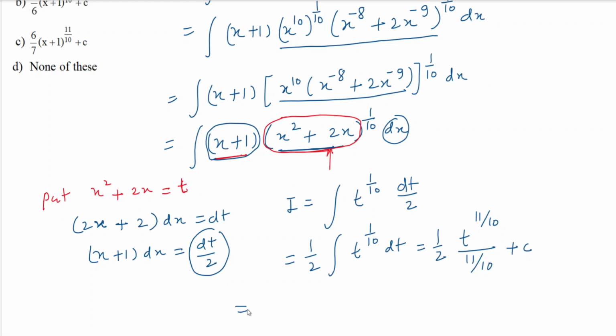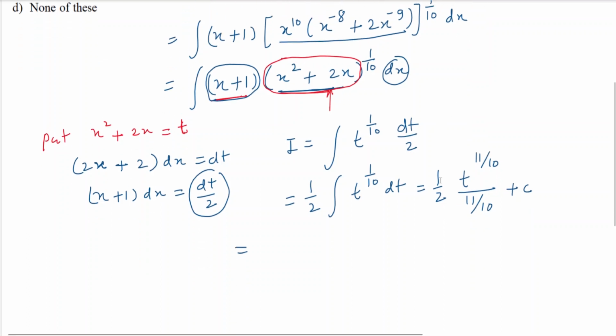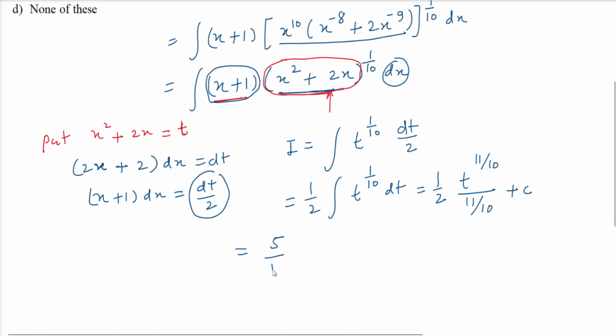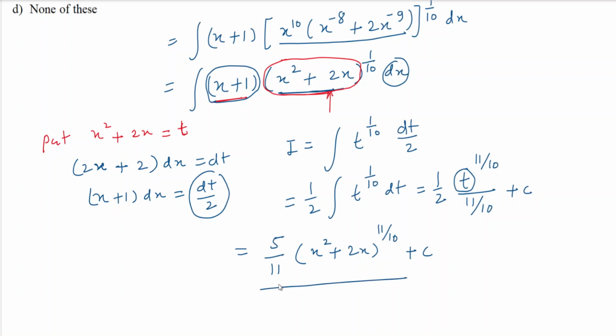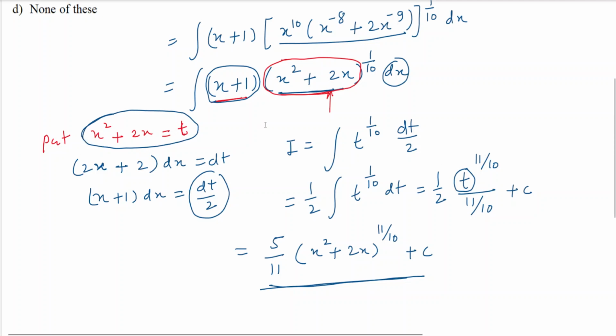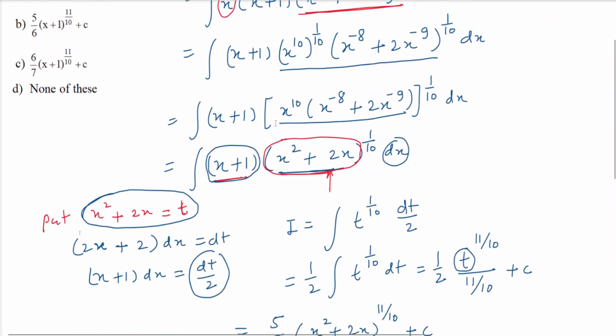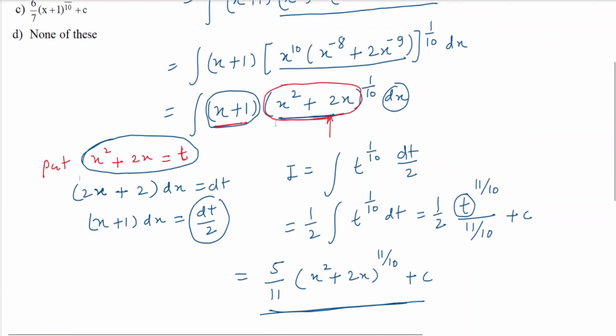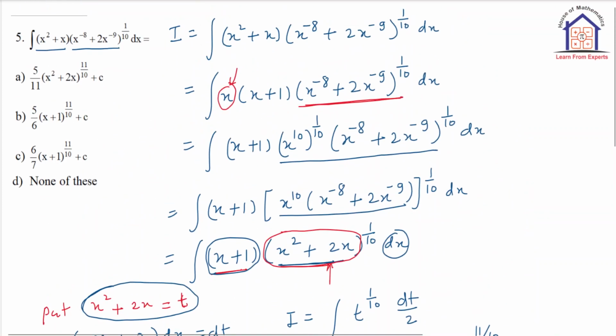Right. So 1 by 2 divided by 11 by 10. The denominator is 11 by 5, which becomes 5 by 11 into t. t is now what? x square plus 2x to the power 11 by 10 plus c. This is the integration of this given function, and the substitution here used was x square plus 2x equal to t. So you have to practice the integrals like this, which have some typical substitution. So the answer is 5 by 11 into x square plus 2x to the power 11 by 10. So here first option is correct.